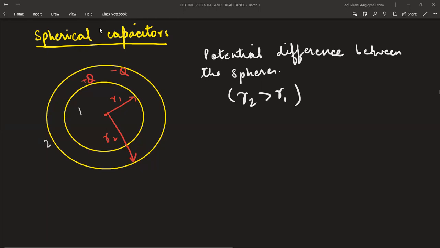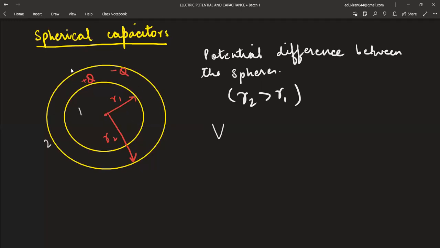See class, now spherical capacitor. So parallel plate capacitors are over. I have told you, cylindrical capacitors are not part of your CBSE syllabus. So you just have spherical capacitors. For spherical capacitor, we'll just do the formula and derivation part, because that's not very important from your examination perspective. So you have two spheres.